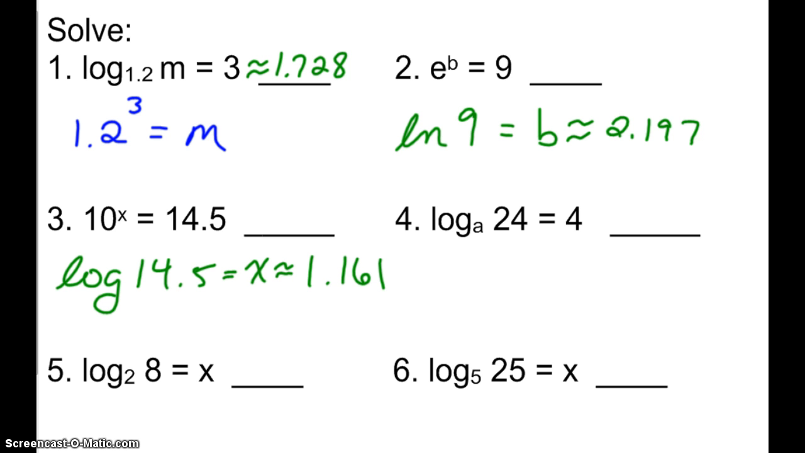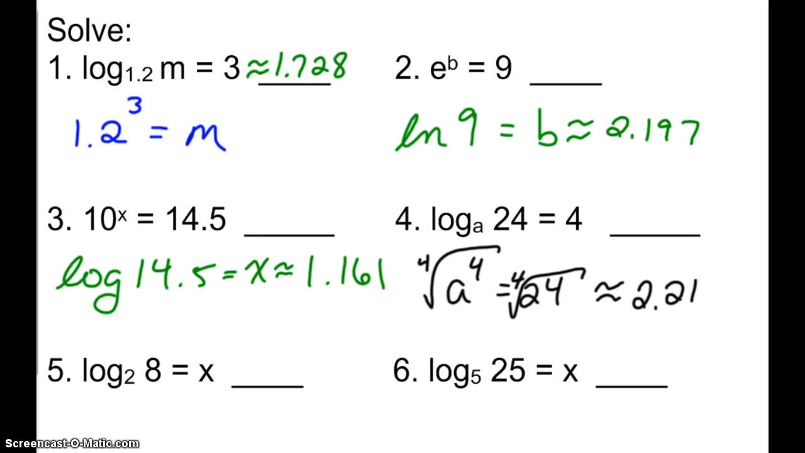On this fourth one, we don't know the base. So when we take a to the fourth power equals 24, in order to find the base, we would have to take the fourth root of both sides, and the fourth root of 24 would be the exact answer. Approximated would be approximately 2.213 rounded to 3 decimals.